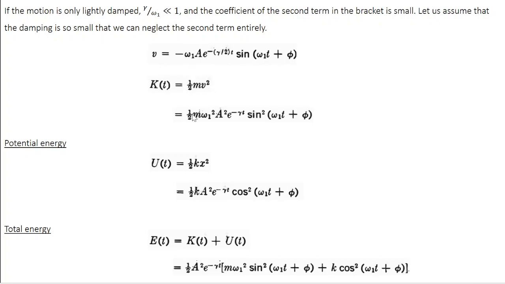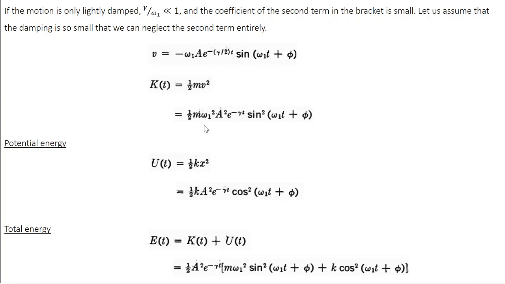So once I get the expression for velocity, now I can find kinetic energy as half mv square, which is half m omega 1 square A square e to the power minus gamma t sine square(omega 1 t plus phi). Potential energy is straightforward. U of t equal to half k x square. We know the expression for x. Take the square of that, multiply with half k. You get U of t equal to half k A square e to the power minus gamma t cos square(omega 1 t plus phi).